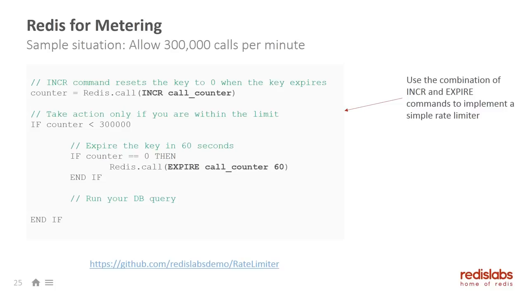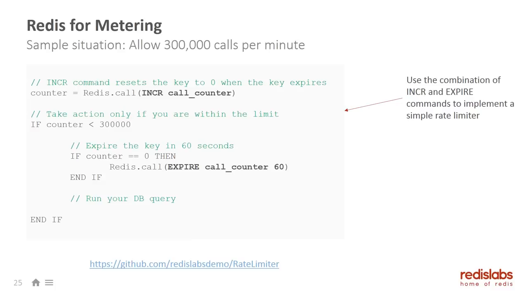So in this example, I just made this up. The goal here is to allow only 300,000 calls per minute. So I have 60 seconds and I can make only 300,000 calls. So if the number of calls is less than 300,000, it's good to go. But if it reaches 300,000, then you have to stop. So that's the idea. Where I start here is I initialize the counter using INCR call_counter. I'm using the key call_counter. That's my counter. And what INCR does is if the key exists, it will increment the value.